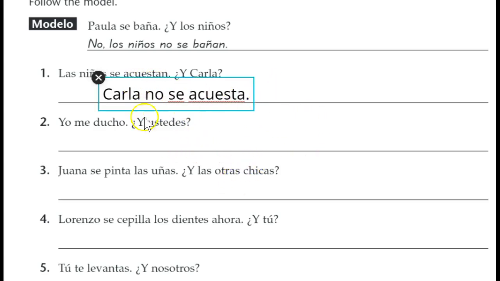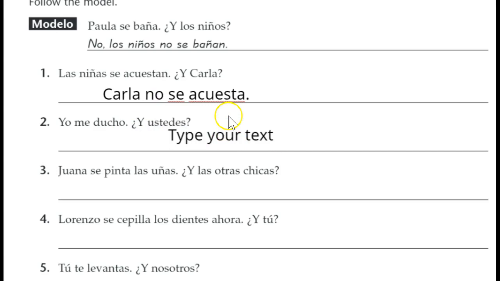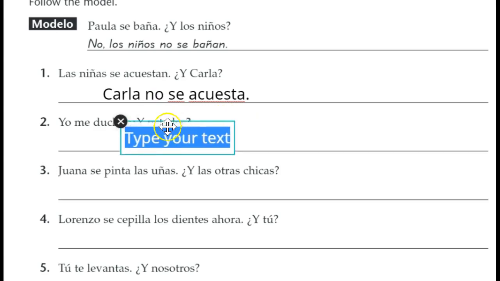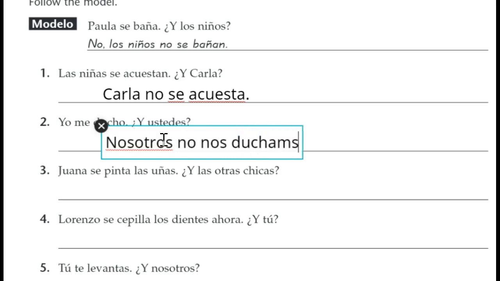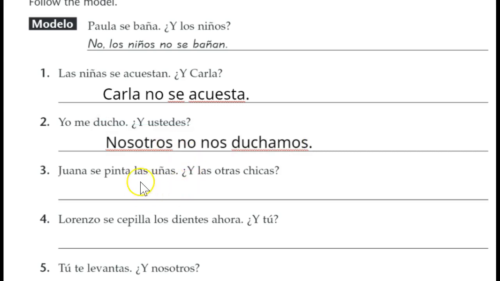No? Yo me ducho, and ustedes, what about y'all? Right? Now this is a tricky one. You don't answer with ustedes. What about you guys? You would say nosotros. Nosotros no nos duchamos. We are not taking a shower. No nos duchamos. Juana se pinta las uñas.